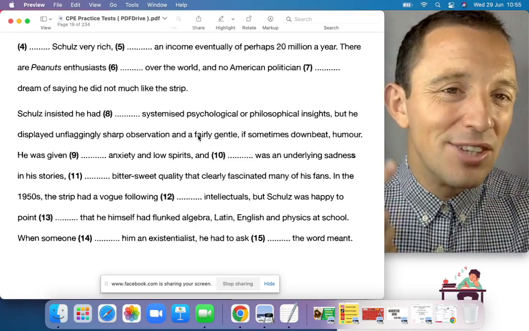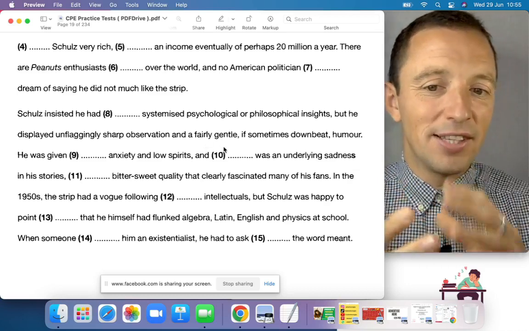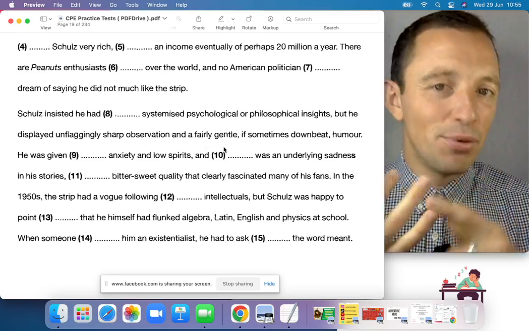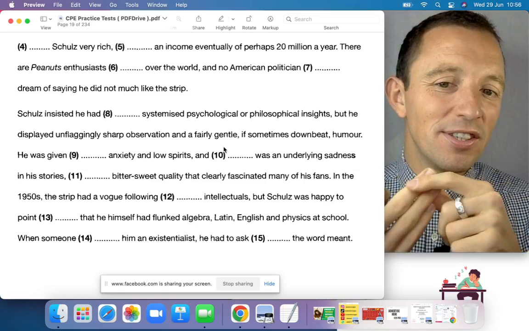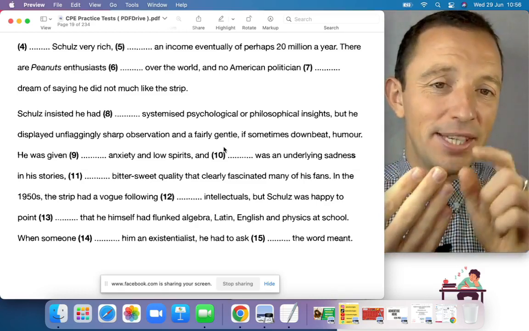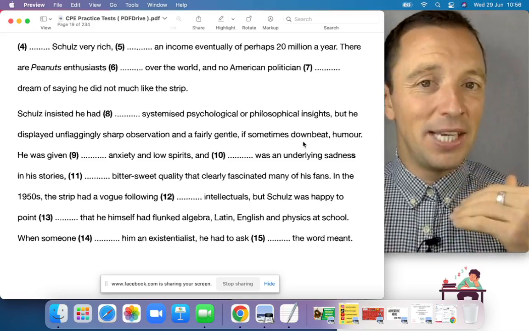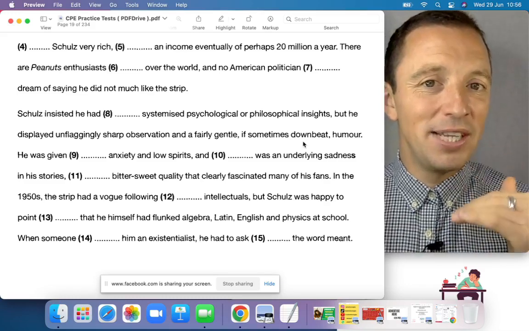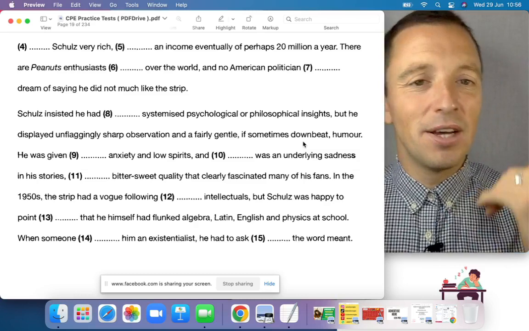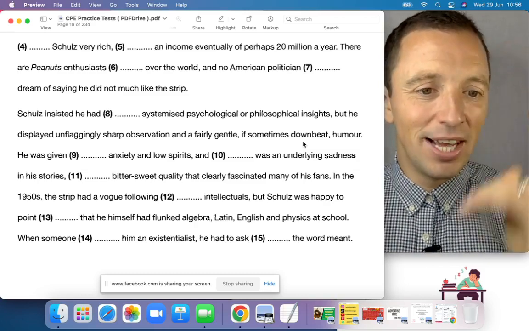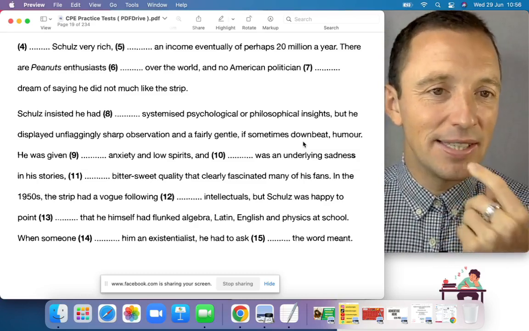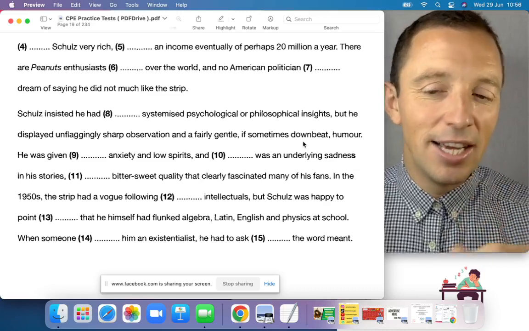And fairly means quite, pretty, rather, gentle. We have three words to say the same thing. Fairly, pretty, quite, rather, gentle, quite gentle. If sometimes downbeat, if your humor is downbeat, it's almost pessimistic. Upbeat is optimistic, positive. Downbeat is negative and sad.